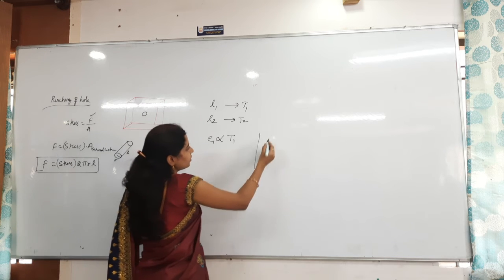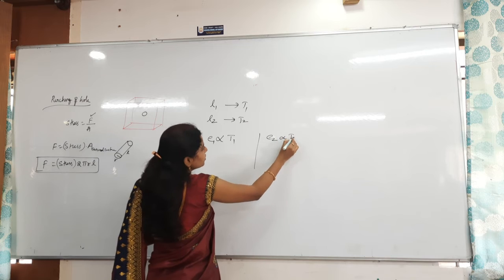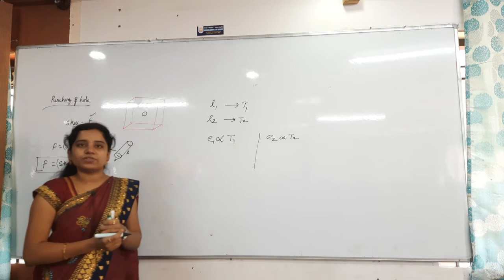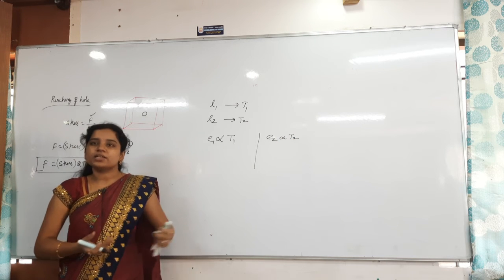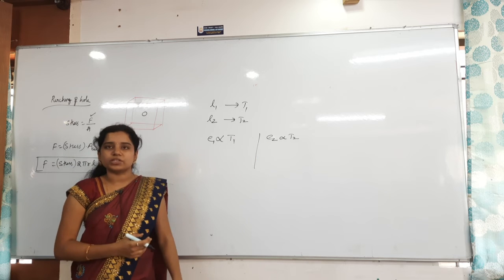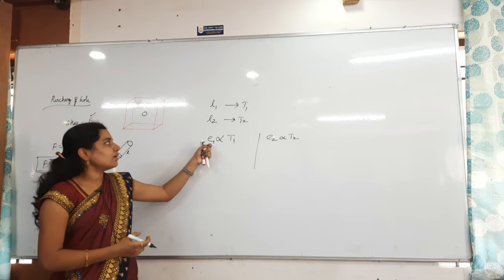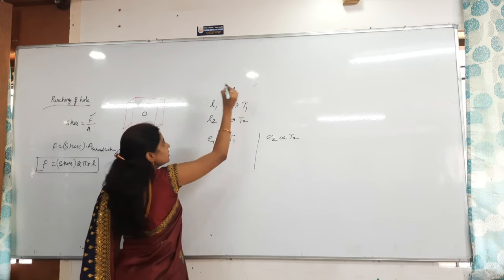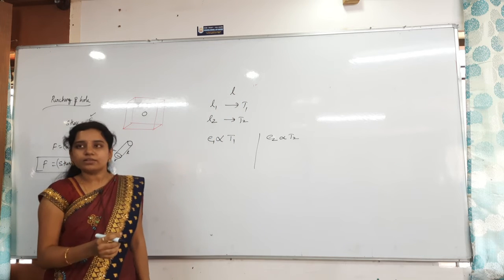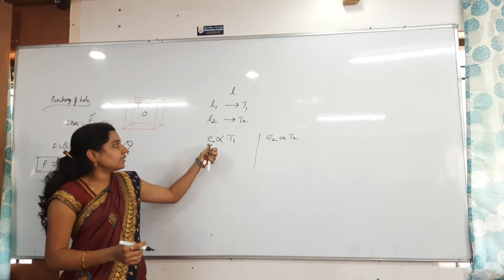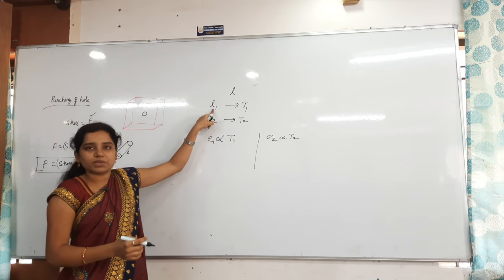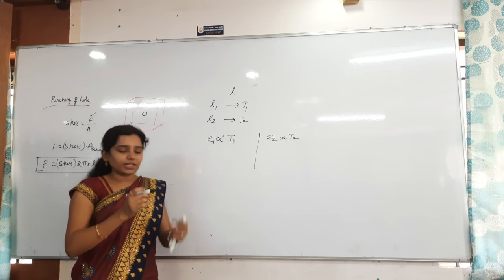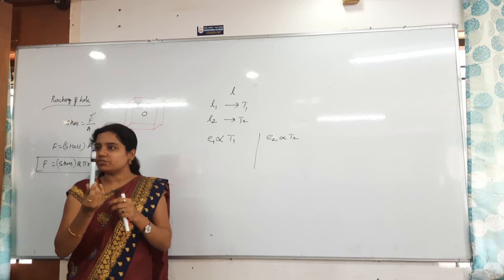And again, E2 is directly proportional to what can I say? T2. If I apply more tension in the second case, then the elongation is E2 here. Now you have to get the elongation in terms of L. Let me take the initial length as L. From length L, after getting the E1 elongation, the final value is L1. Initially length L is there of the rod.